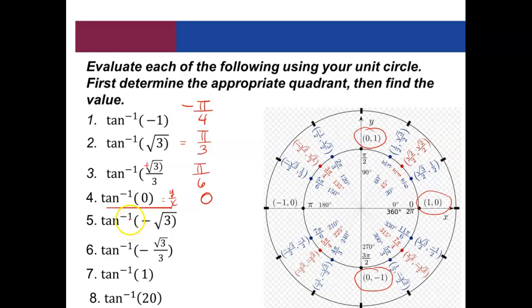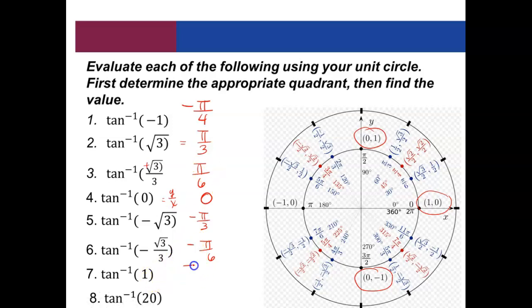Here I need to find where tangent is negative square root of 3. So again, the type angles that have a tangent that's the square root of 3 is pi over 3. And if I need it to be negative, then it's got to come from this fourth quadrant. So it's going to be a negative pi over 3. This one, where is tangent negative square root of 3 over 3? So the pi over 6 angles have a tangent that's the square root of 3 over 3. If I need it to be negative, then it's got to come from the fourth quadrant, so it's going to be negative pi over 6.